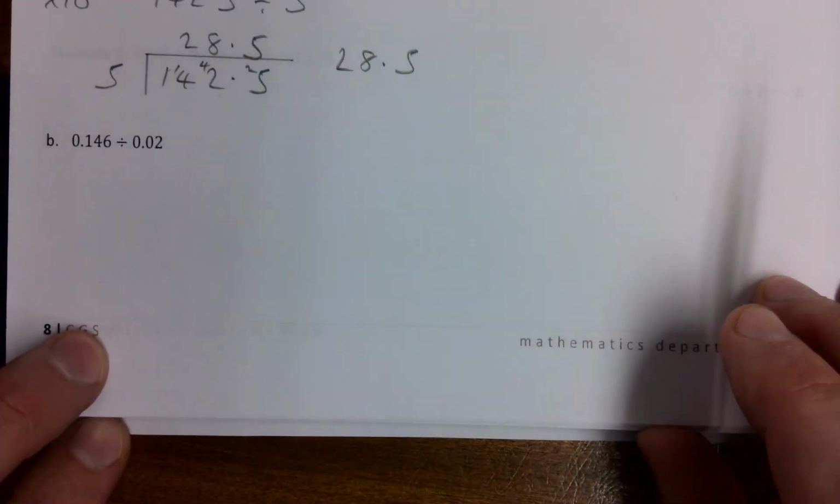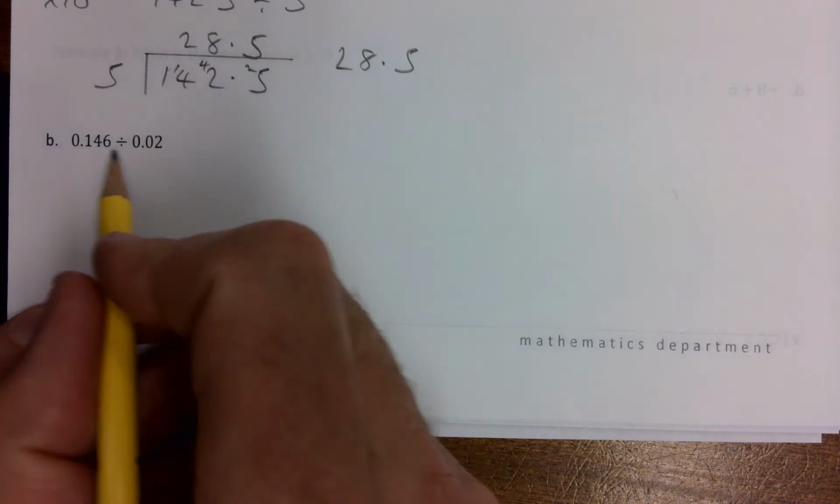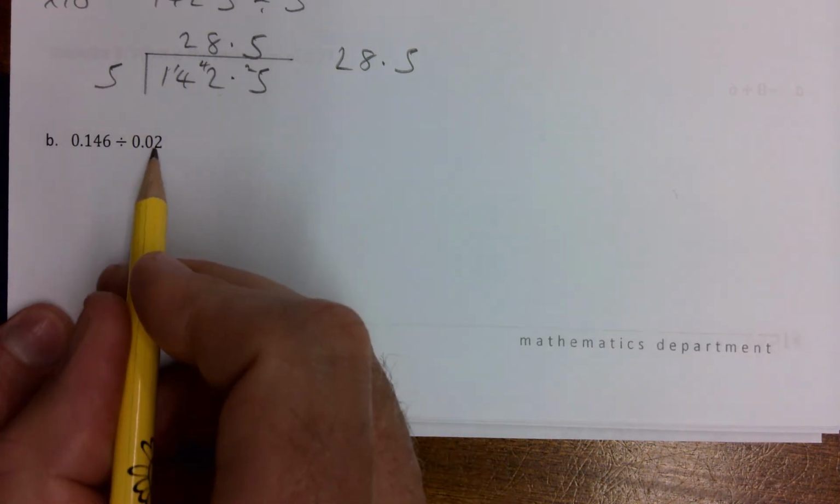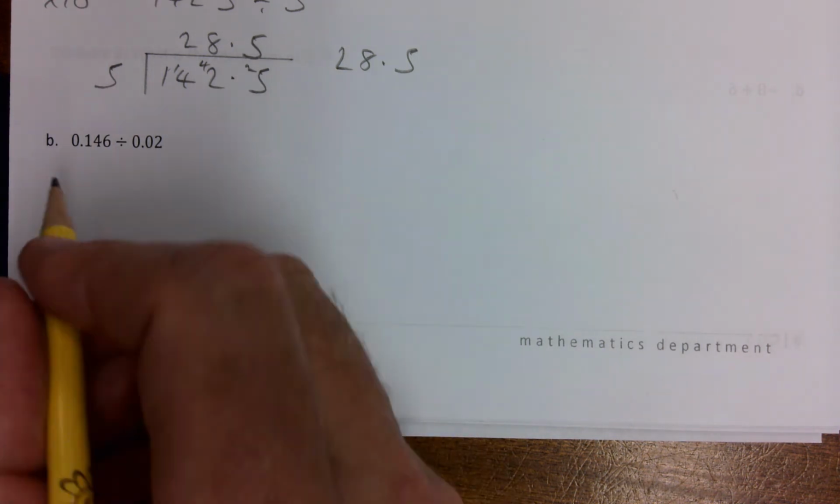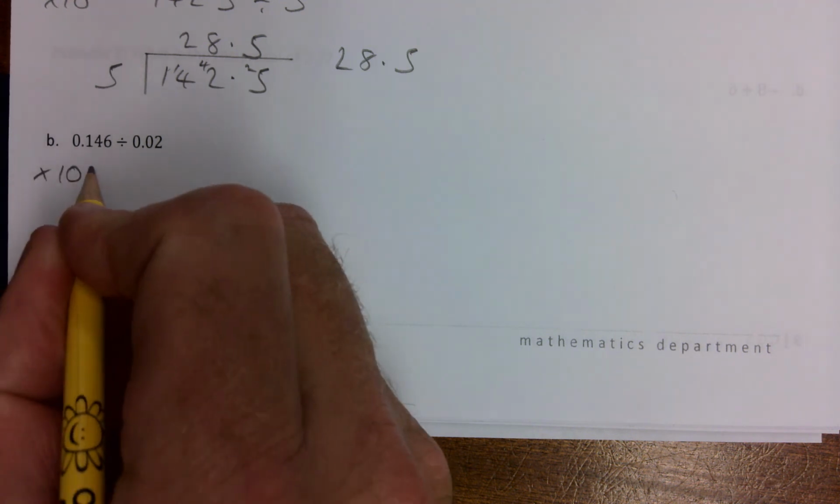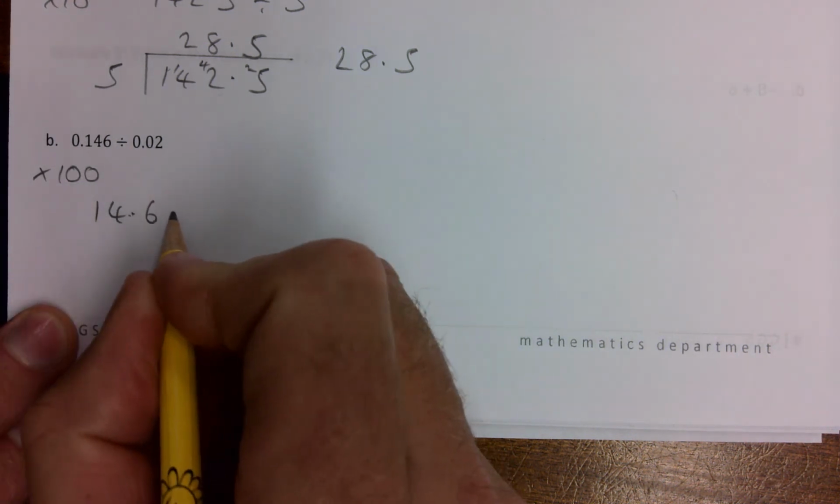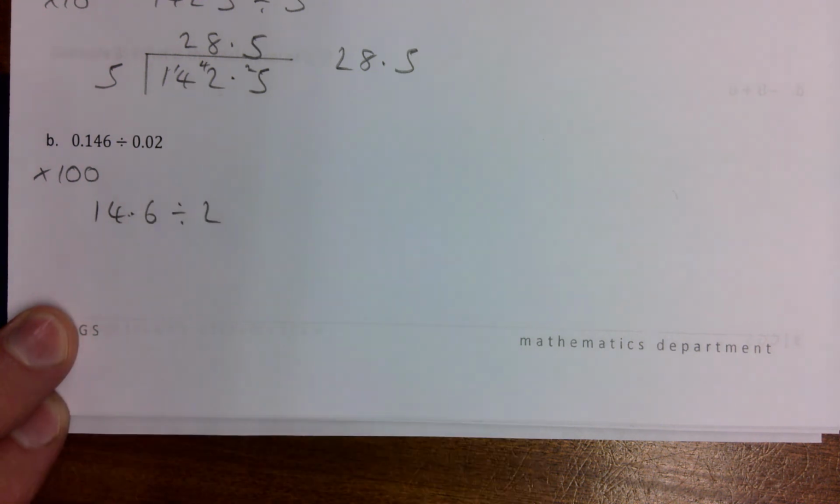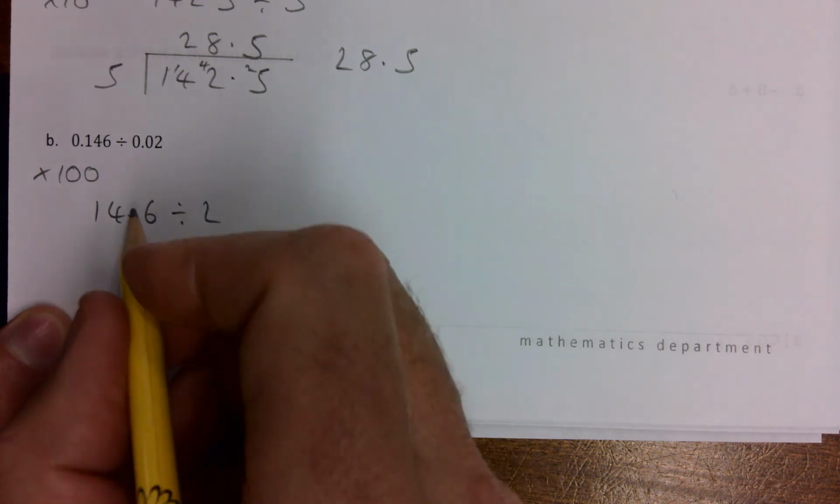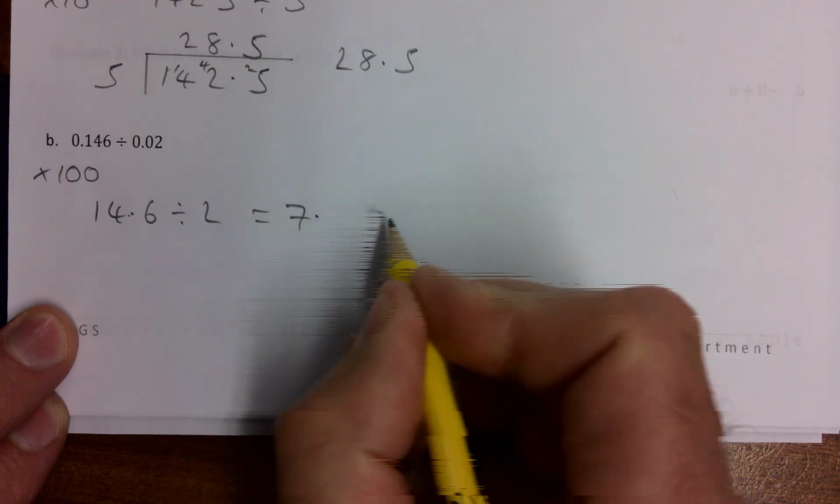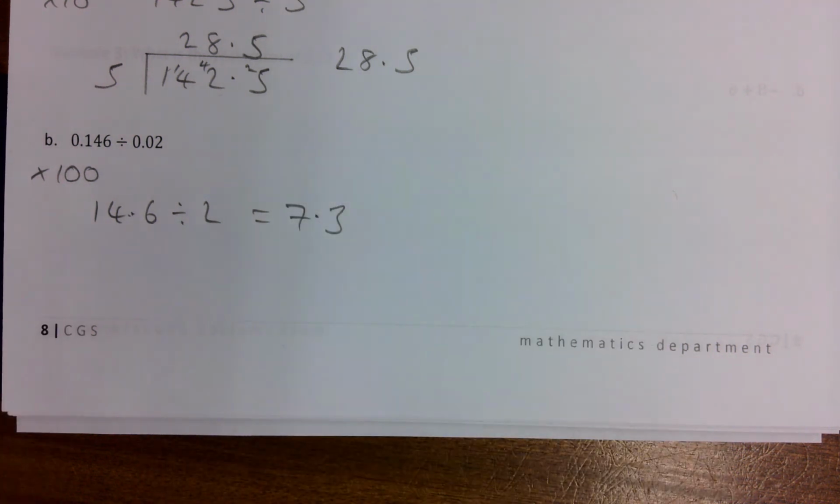Part B is similar. 0.146 divided by 0.02. Make this into a whole number, so we need to multiply through by 100. So it's going to give us 14.6 divided by 2. Something, to be honest, you could do in your head, and I hope you do. We just end up then with 7.3.